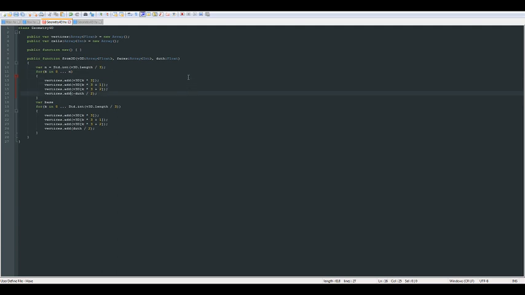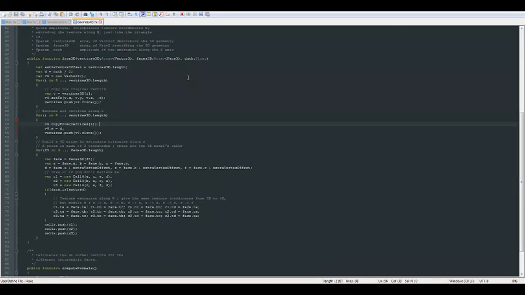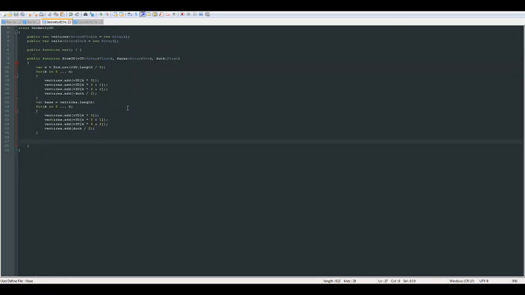Alright. And the base is gonna be vertices.length. Why do we need a base? Well, basically, we need the base to determine when building the tetrahedra which tetrahedron uses what vertices, basically.